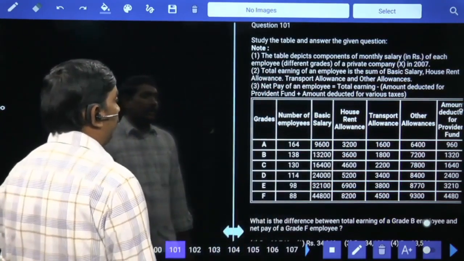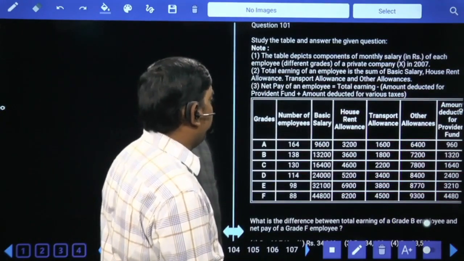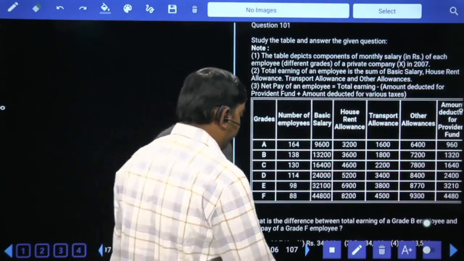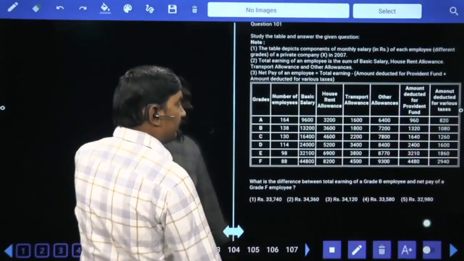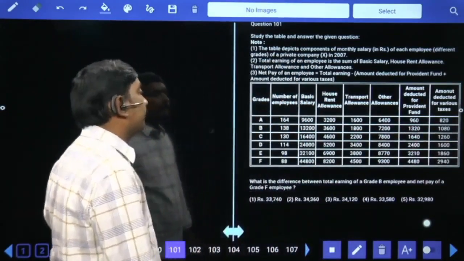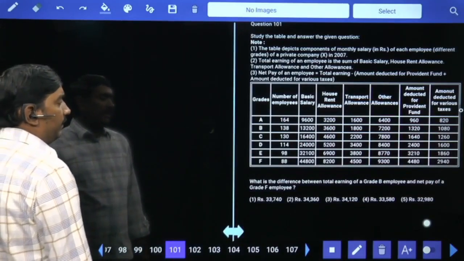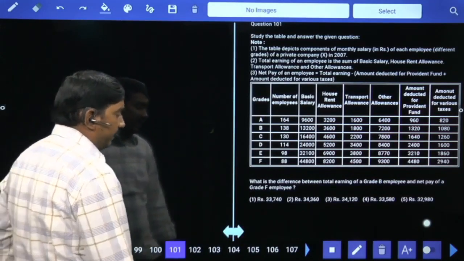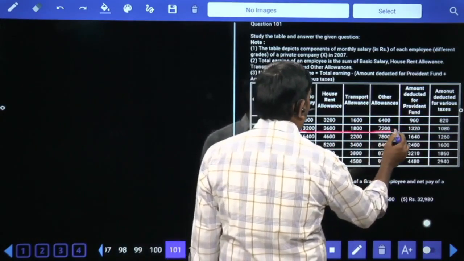Net pay of an employee is total earnings minus the amount deducted for provident fund plus the amount deducted for various taxes. Various taxes means, the table is still there, guys. These two we need to subtract. First one: what is the difference between total earnings of a grade B employee and net pay of a grade F employee? Grade B employee total earnings means up to here we need to add.